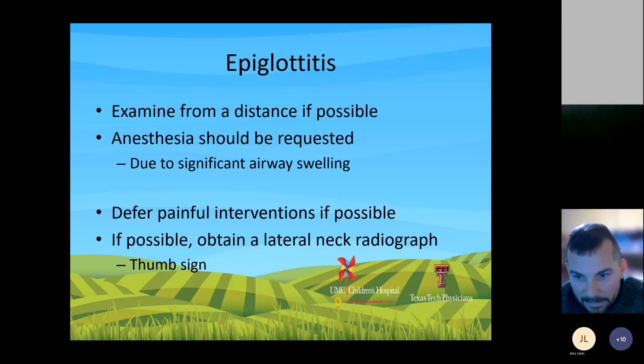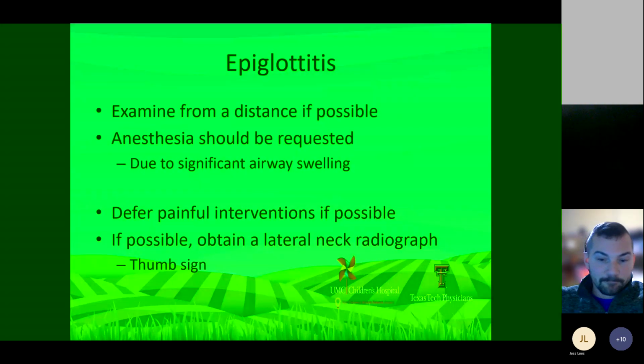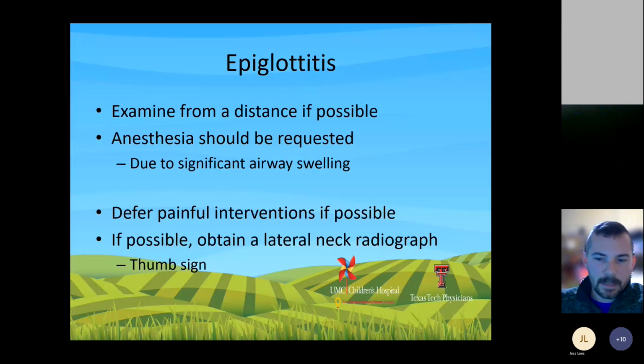And so we want to examine from a distance if possible, right? And so that's always the term. We want to be careful not to upset this child, because this is really an airway emergency. If you have a good anesthesia team, or you have an anesthesia team at all, they should be requested and readily available, as there's typically a lot of airway swelling. And so if this child is to decline, this will be a very difficult airway for your clinicians. And so if possible, avoid any painful interventions. Blow-by oxygen if they need it. Don't put anything necessarily in the face, because we don't want them screaming.